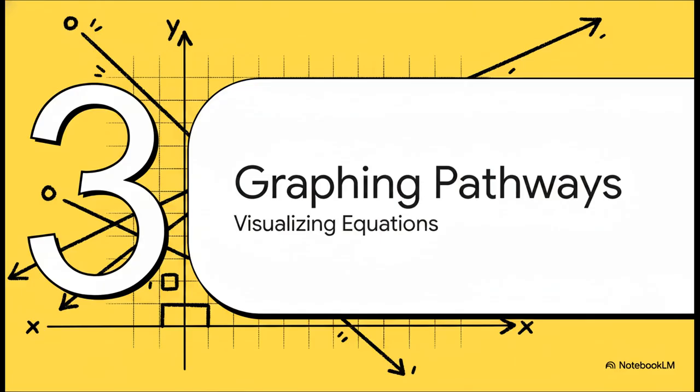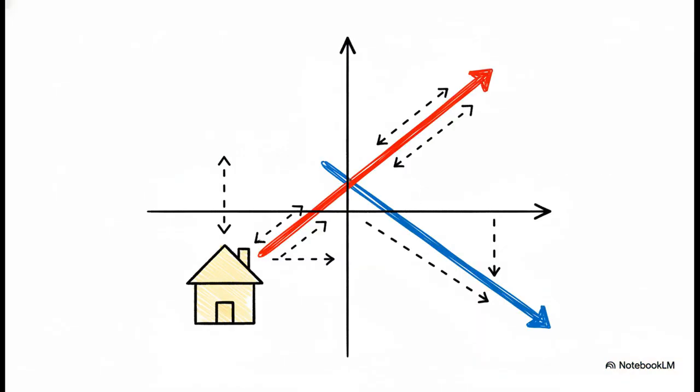Let's jump into Section 3, graphing different pathways. Now that we know how to read the blueprint, let's take it over to the coordinate plane. When we graph lines, the slope dictates the direction, and it all boils down to rise over run. A positive slope means your pathway goes upward. As you move to the right, you rise up. A negative slope means your pathway goes downward. As you move to the right, you drop down. But remember, no matter which direction you're heading, you always start by plotting your y-intercept first. That is your home base.